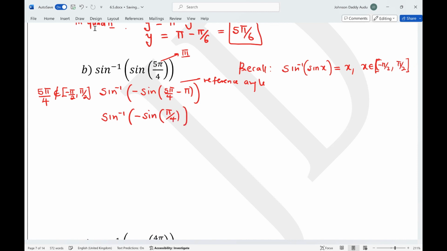Okay. Now, if you look at this, you have various ways of doing this. We can bring the minus out. Why? Because sine inverse is odd. So I can write this as minus sine inverse of sine pi over 4. The sine inverse is odd.